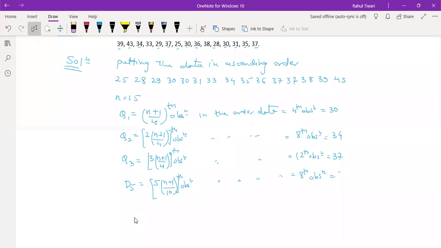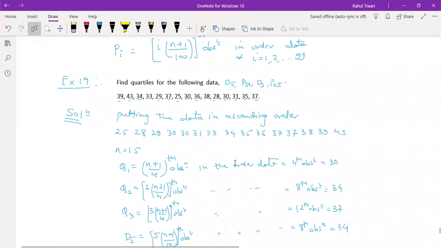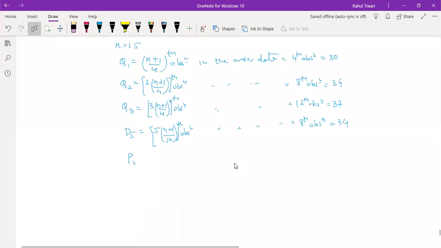Then what is the next one? P50. What is the answer? 50 times (n plus 1) by 100 observations in the ordered data. What could that be? Again, this is 2, again it is 8. The 8th observation only. Are you getting the idea of what I'm trying to say?